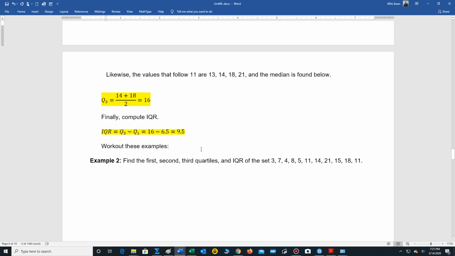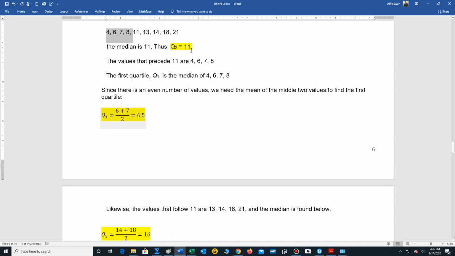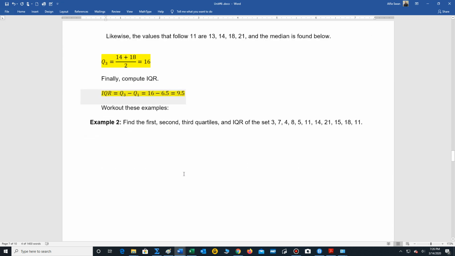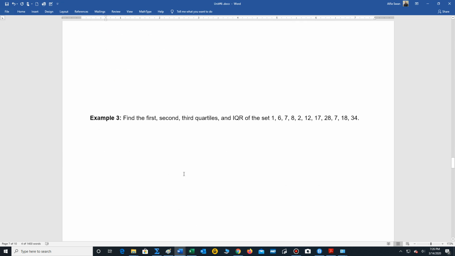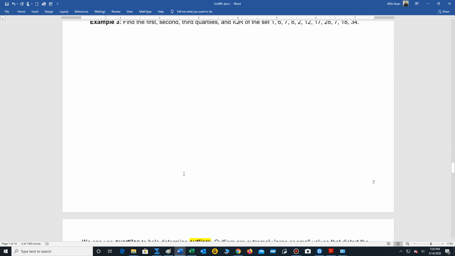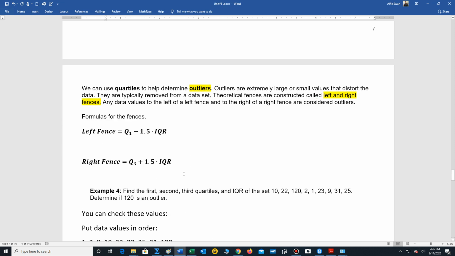Finally, we will compute IQR. IQR is just the difference between Q3 and Q1. So 16 minus 6.5 is 9.5. And thus we have our three key values. Q2 is 11, Q1 is 6.5, Q3 is 16, and IQR is 9.5. At this moment, you can pause the video and work out the two examples on page 7. We'll continue with the next part of quartiles.